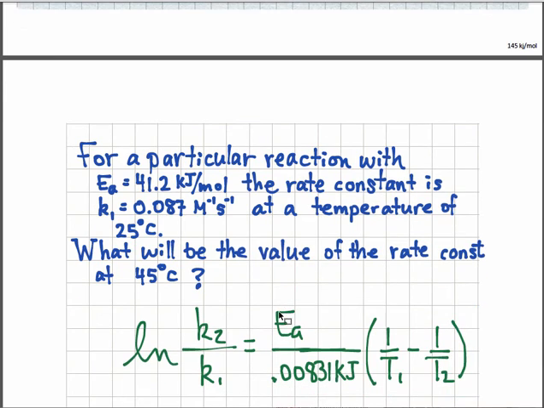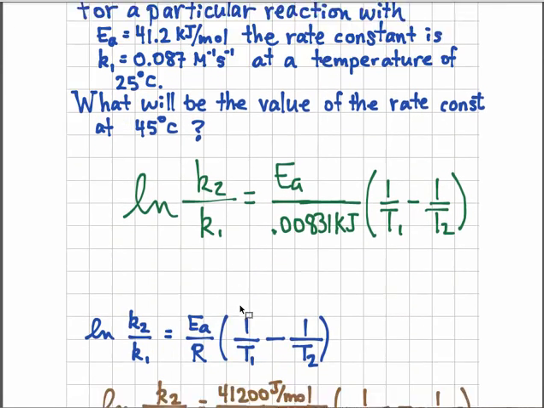here's another example. If you want to pause the video and work it out, looks like I'm given an activation energy, I'm given constant 1 and a temperature of 25 degrees. I'm given a warmer temperature of 45 degrees and asked to solve for the second constant K2. Jeopardy music, pause the video if you'd like, or here's the answer.